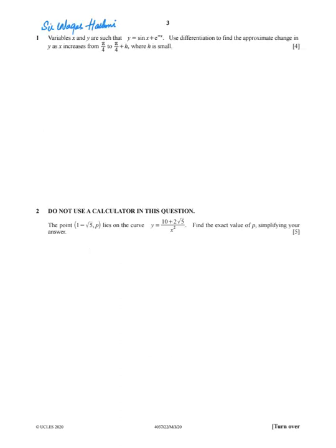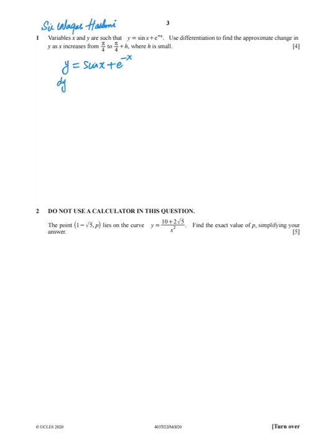In the first question, it says that variables x and y are such that y equals sin x plus e to the power minus x. Use differentiation to find the approximate change in y as x increases from pi over 4 to pi over 4 plus h. At first, we need to start differentiation.